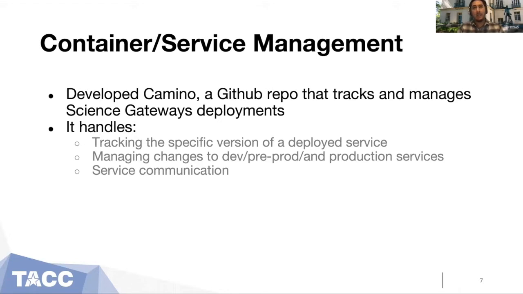It is a configuration repo that maintains a version of a project deployed in each environment, and we're able to commit changes as a tag that points to a specific Docker Hub image to deploy upgrades or roll back changes. Camino, which is our codified version of Docker Compose configuration, manages all of those changes, and it also manages service communication.